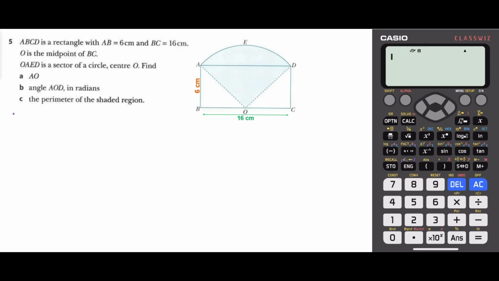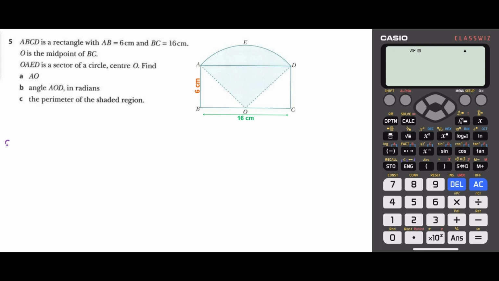This is the solution for Additional Mathematics, Chapter 8, Circular Measure, Exercise 8.2, Question number 5. ABCD is a rectangle with AB being 6 cm and BC being 16 cm. O is the midpoint of BC. OAED is a sector of a circle, the center being O.